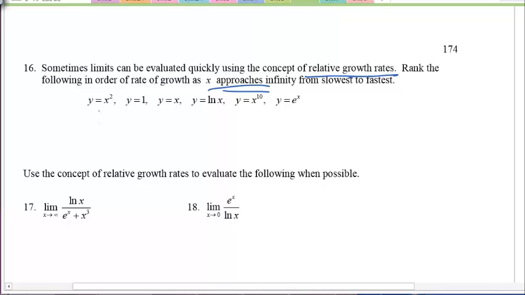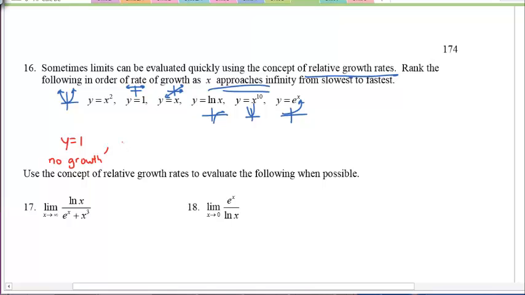Got the function x squared. And by the way, if you have a picture, it can help you out, right? Y equals 1. Y equals x. Right? Natural log. Power 10. Whee! E to the x. Whee! Alright, so which one's the slowest? I hope you said y equals 1. Because that's like no growth. It's a flat line.